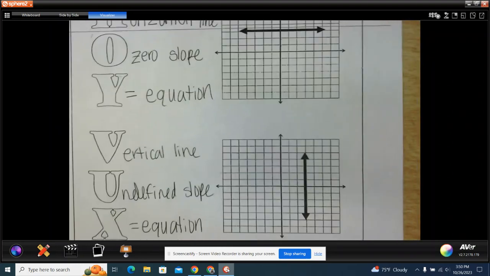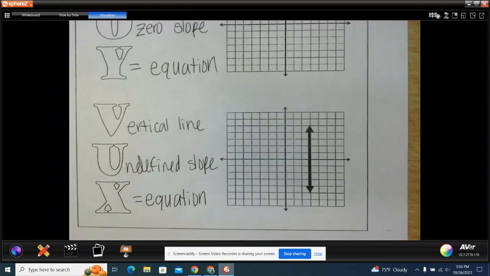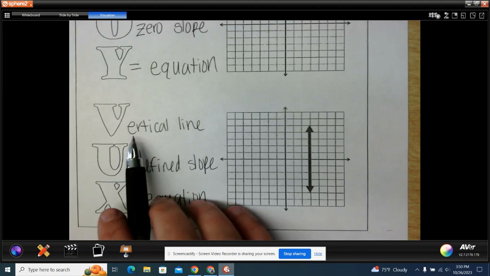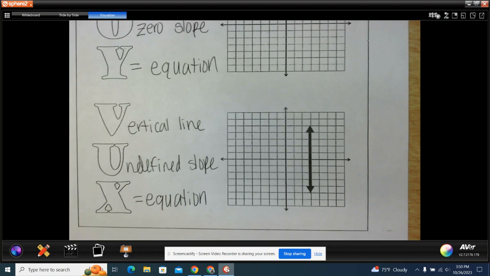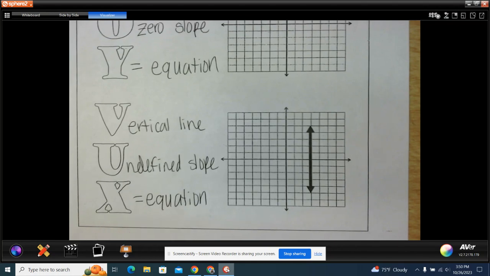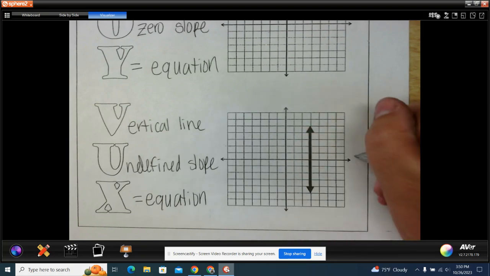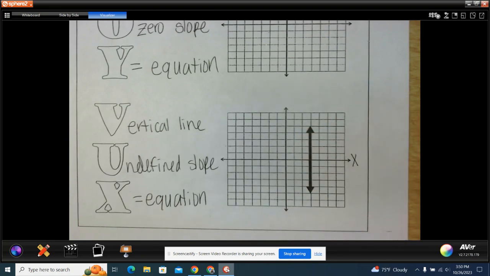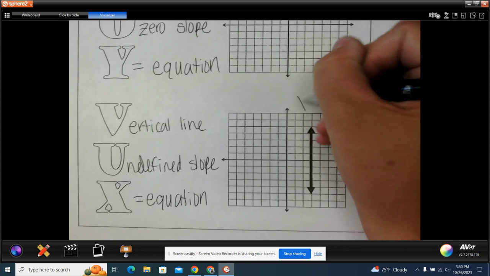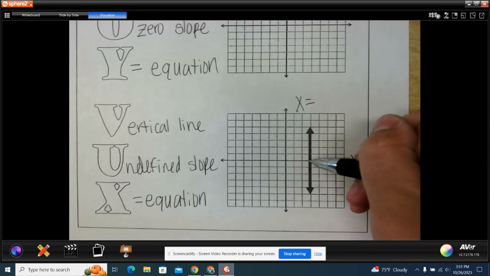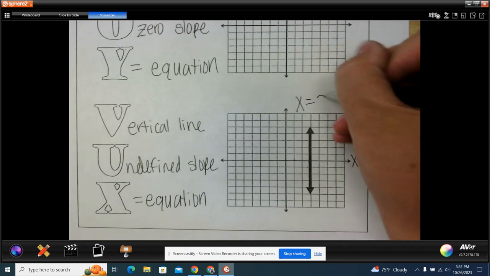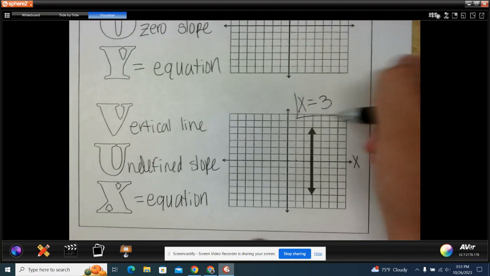Now for our vertical line, this is what we call VUX. So V is vertical line, U is undefined slope, which means it's a slope that doesn't exist, and then our x equals equation. So just like the one above, our line is going to cross through our axis. It's going to be the x-axis. So this will be an x equals equation. It's vertical. And the same thing above, we're going to count over and find the number of spaces to our line, and that's going to be 1, 2, 3. So our equation is x equals 3.